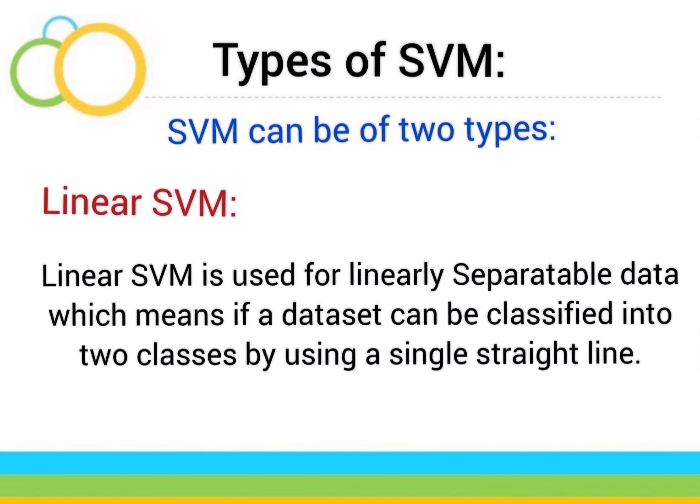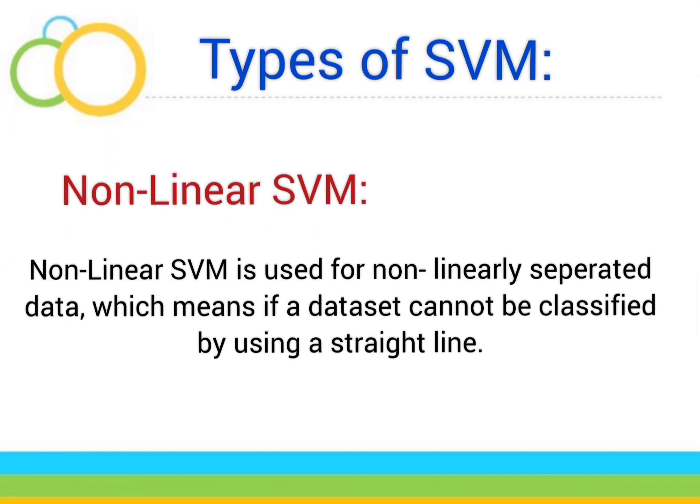Types of SVM. There are two types of SVM. One is linear SVM, another one is non-linear SVM. Linear SVM is used for linearly separable data, which means if a data set can be classified into two classes by using a single straight line.